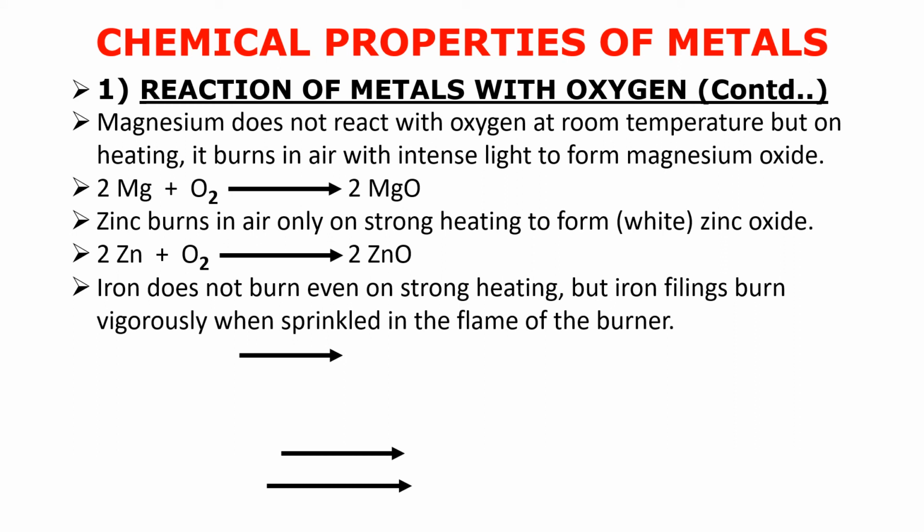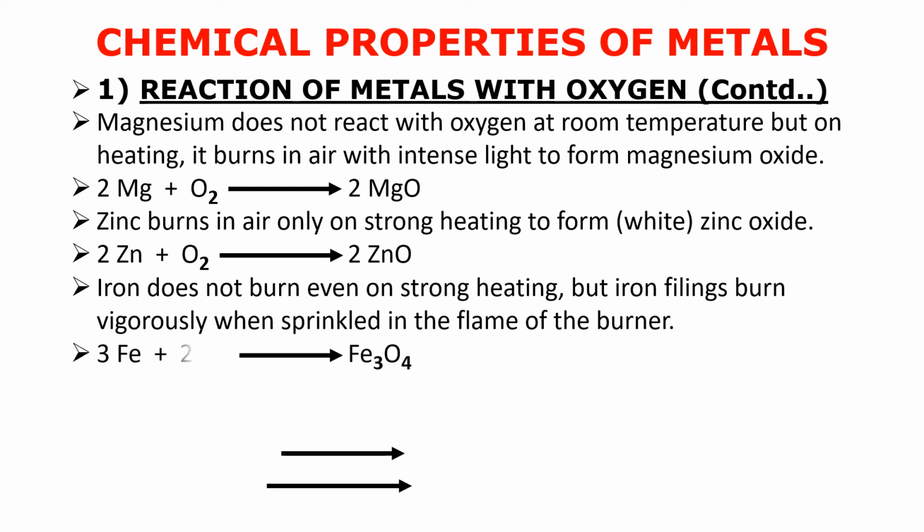Next you go on to iron. Iron does not burn even on strong heating. Like zinc, at least when you heat it strongly, it reacted with oxygen to form zinc oxide. But iron does not burn even on strong heating, no matter how much you heat it. So what do you have to do if you want to convert iron into iron oxide? The iron filings, you have to burn them vigorously. They burn vigorously when sprinkled in the flame of the burner. Iron filing means small iron powder. So you have to throw the iron powder directly into the flame, and then it will react with oxygen to form the oxide.